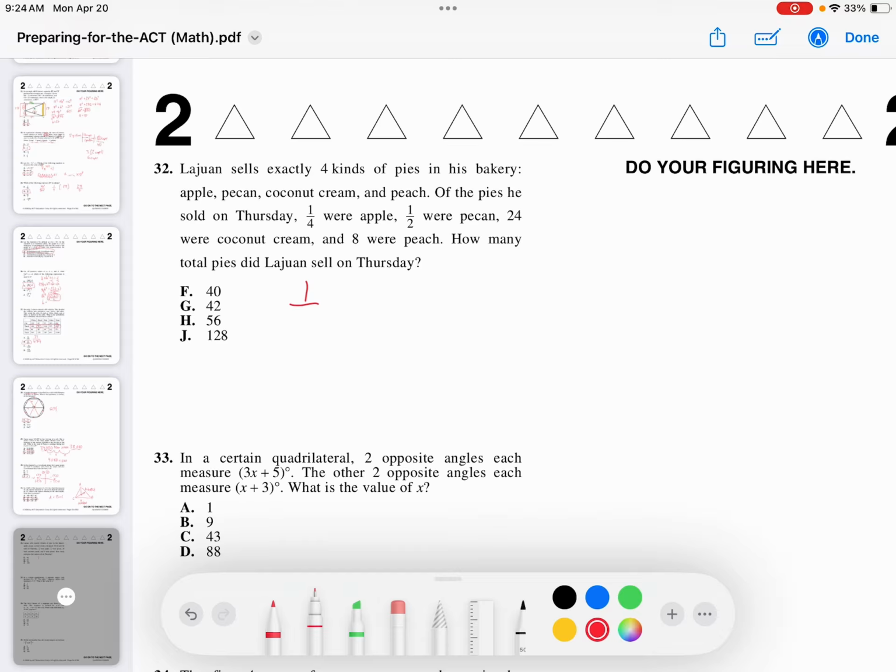So half of the pies were pecan. 1/4 of them were apple. So that leaves only 1/4 left for the total of these together. So 1/4 of the total is 32. So if I multiply both sides by 4, that would tell me that the total amount of pies was 128. And I want to know how many total pies. There we go. 128.